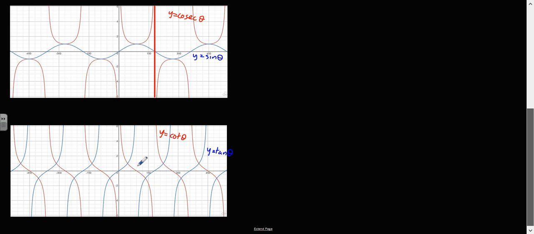And then we just use the principle that wherever the tan graph has an asymptote, which is at 90 degrees, and every 180 after 90 degrees, we're going to have a 0 value in the cot graph. And that's it. That's how you go about sketching those 3 graphs.